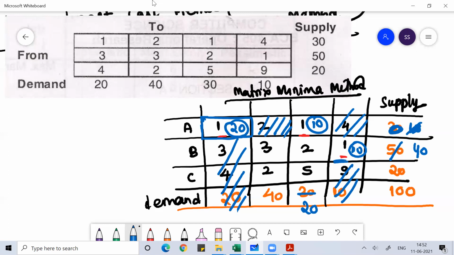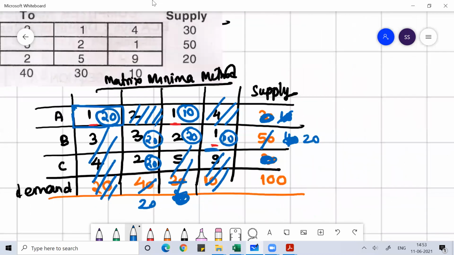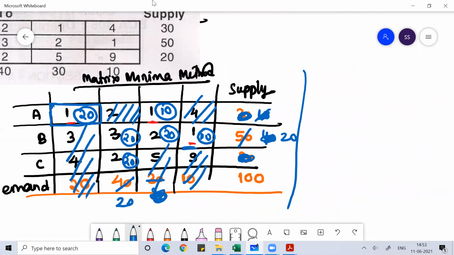Now I have two. Any two you can pick. If I pick this two, this is 20, and this left is 20. This 20 will get over, and that 20 will come here. So in the matrix minimum method, you can pick any element which has the lowest value.